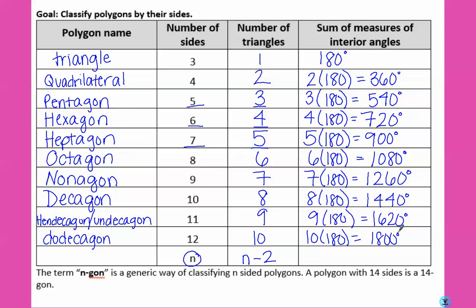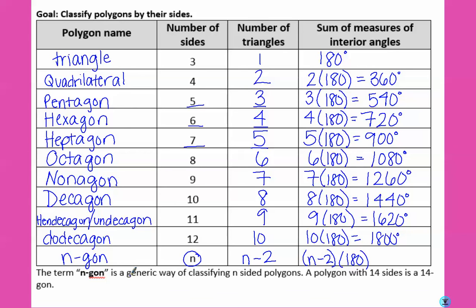When we don't know the number of sides, it's called an n-gon. We said it will always have 2 less triangles than the number of sides. And we always took the number of triangles and multiplied it by 180 degrees. So something to notice, the n-gon is a generic way of classifying n-sided figures.